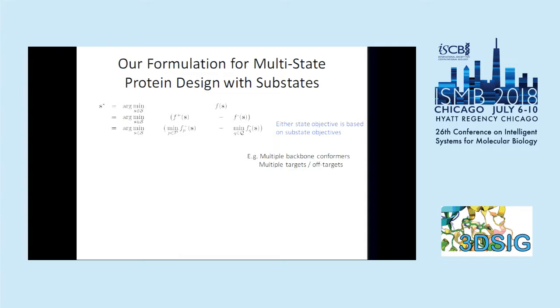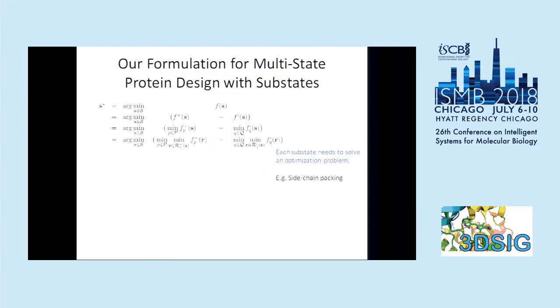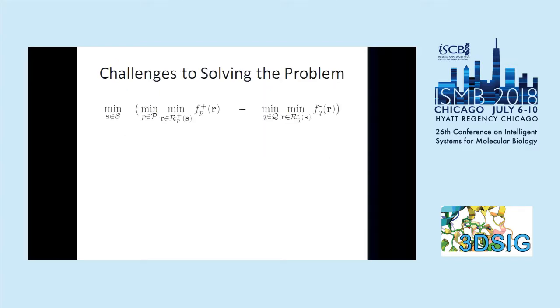But let's come back to this formulation and ask, well, actually each substate problem is also a design and optimization problem. For instance, this is a fixed sequence, fixed substate, and different sidechains. So you have to do sidechain optimization. And so this is the optimization problem we are dealing with. Unfortunately, it's very challenging. And you can have different constraints. For instance, you can make sure that the stability is not too much worse compared to the wild type, and so on. So now let's come back to the challenges. Okay, how to solve this problem? Why is it challenging?